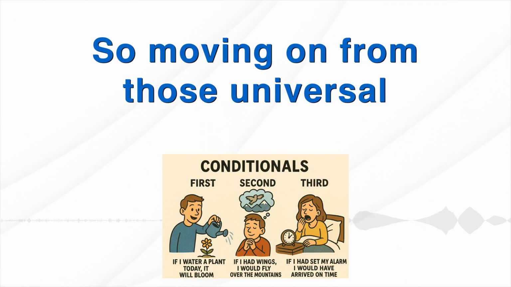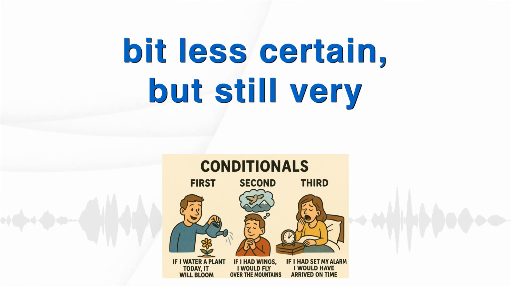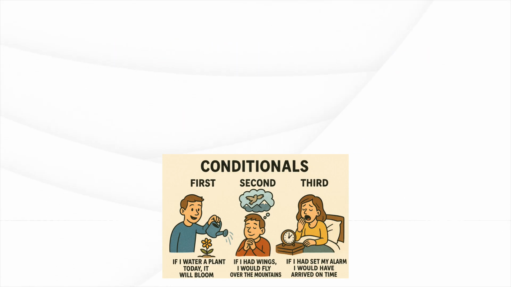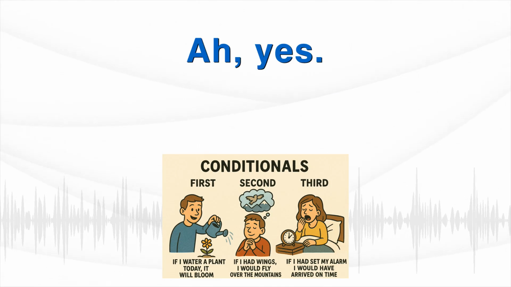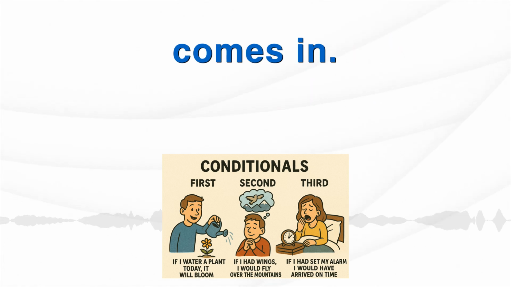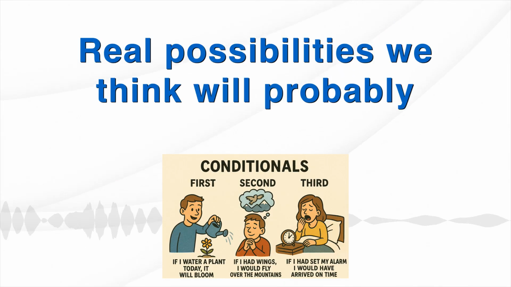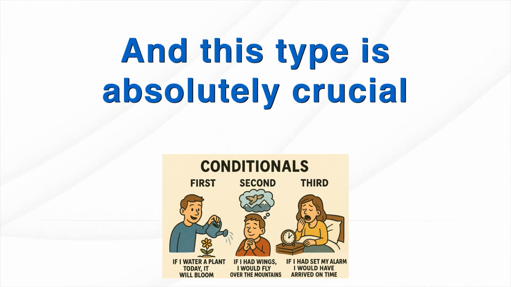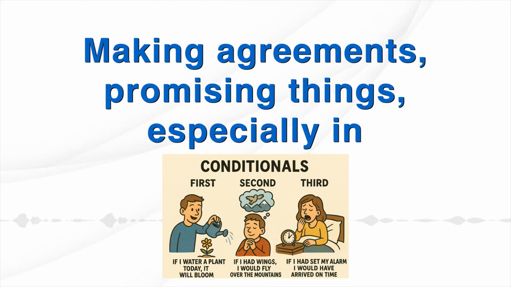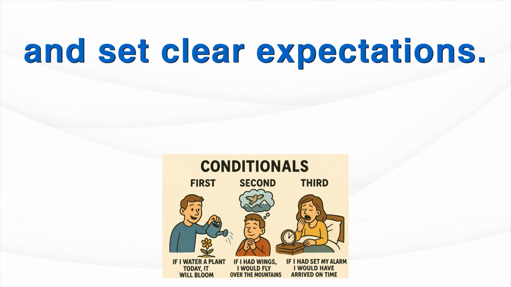Okay, so moving on from those universal truths, let's shift to something a bit less certain, but still very real. Future possibilities. Yes. Moving into the future now. This is where our first conditional comes in. We use this for things that are likely to happen in the future. Real possibilities we think will probably come true. And this type is absolutely crucial for planning. Planning, yeah. Making agreements, promising things, especially in a professional context. It helps you talk about predictions and set clear expectations.